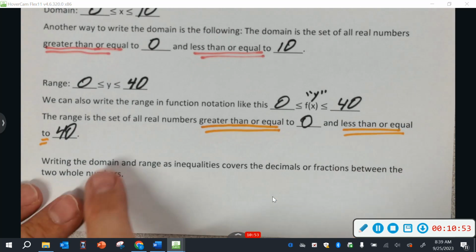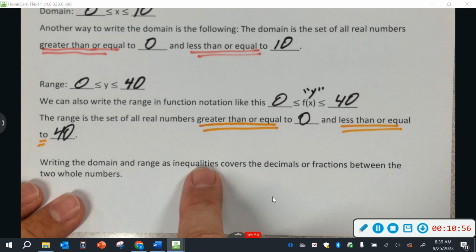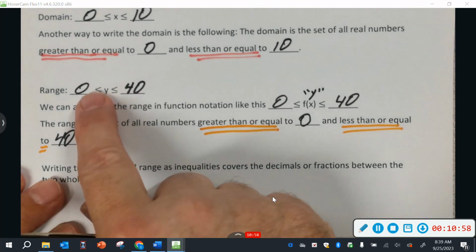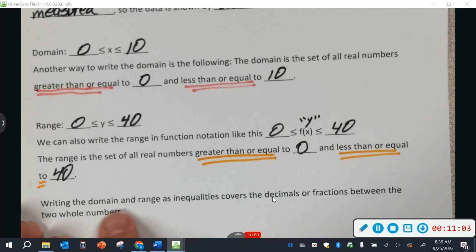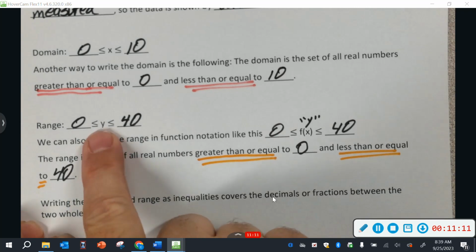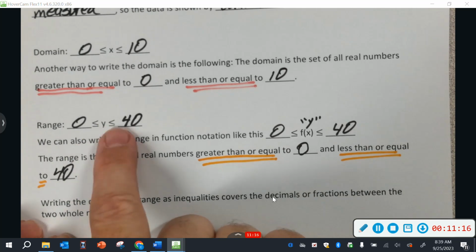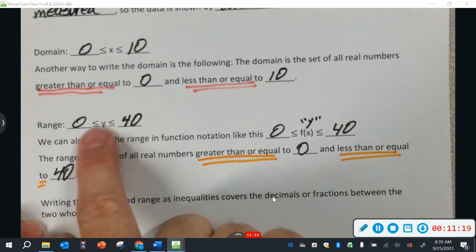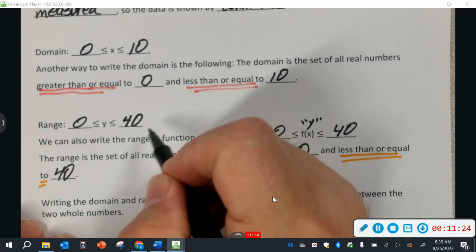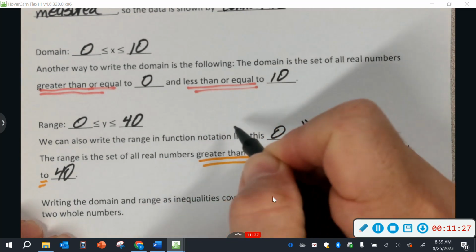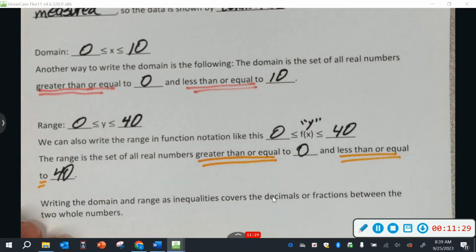All right, so writing the domain and range as inequalities. So again, these are inequalities. Notice we have the inequality symbols. So writing the domain and range as inequalities covers the decimals or fractions between the two whole numbers. So writing it this way, the y, or our range, can be any decimal in between 0 and 40. Okay? So this is a shorthand notation for how we can write the range instead of listing out 1, 1.1, 1.5, and so forth. Okay? All right.